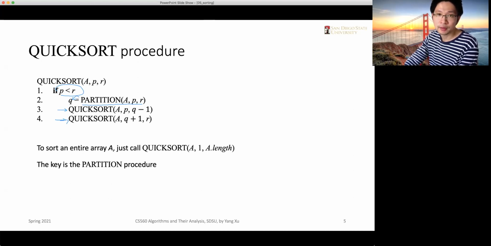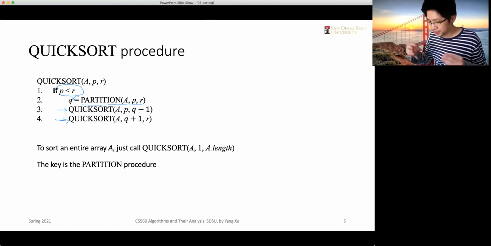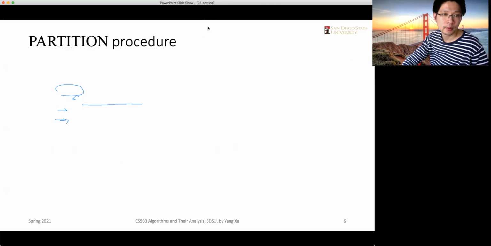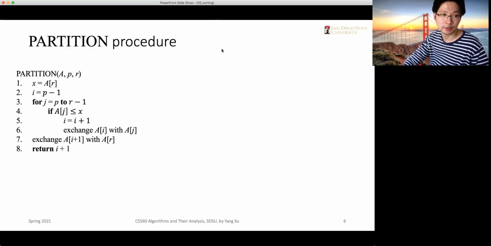We need to make such a procedure that it can basically separate all the elements in the array into two groups, one the smaller group and one the larger group. All right, so let's look at the partition procedure here.